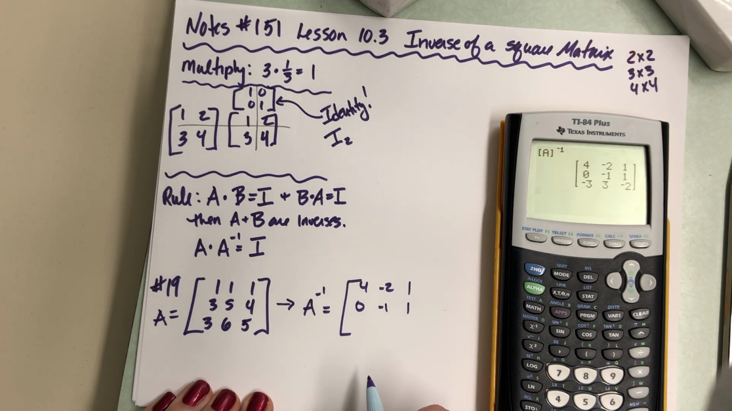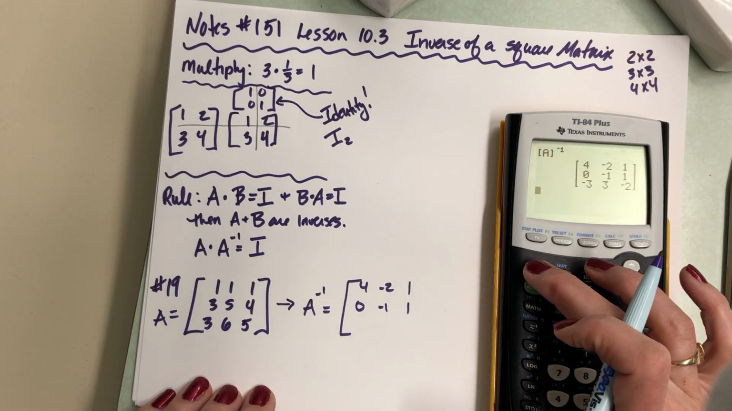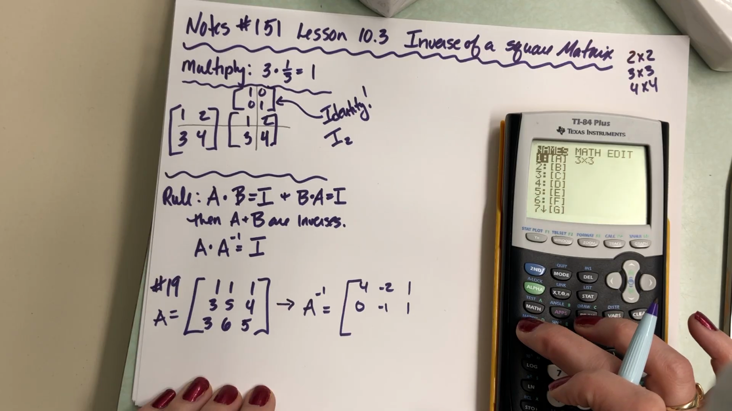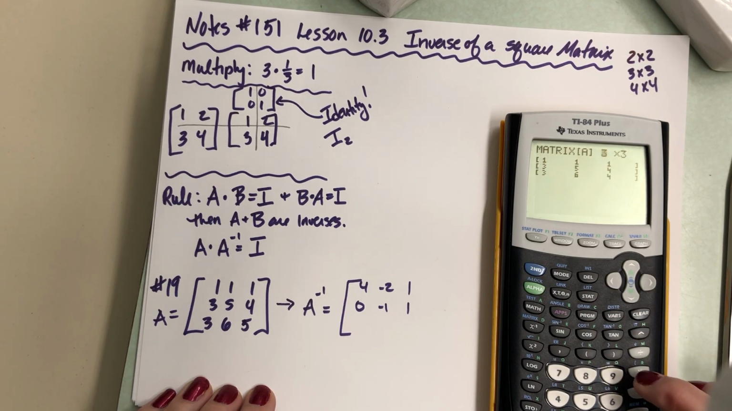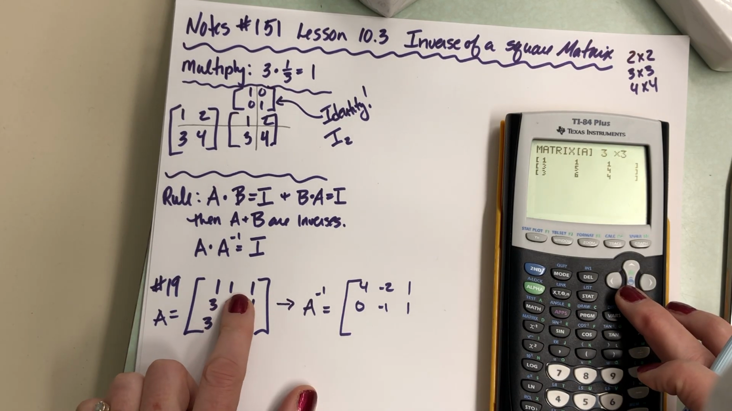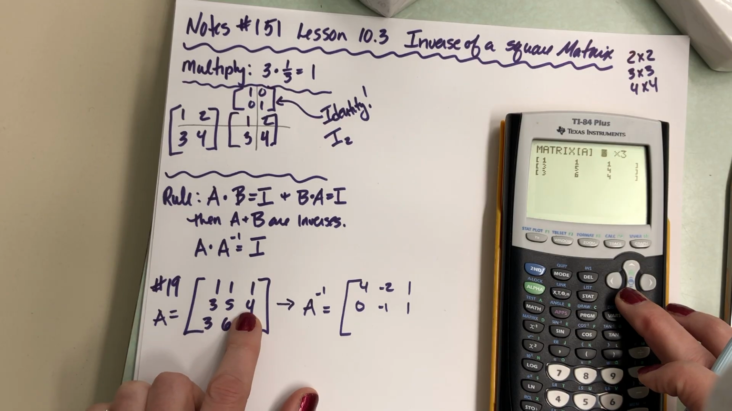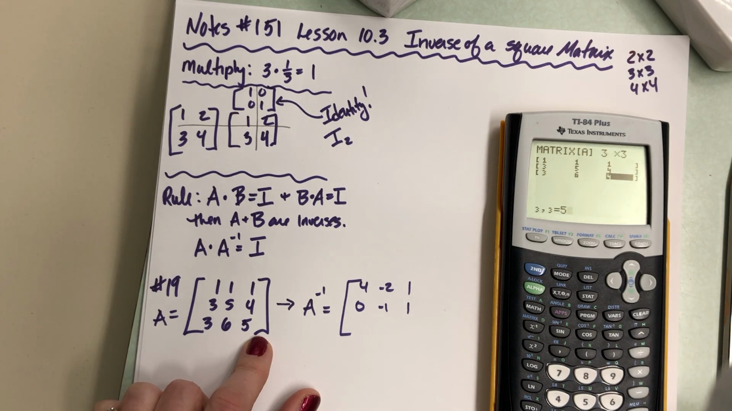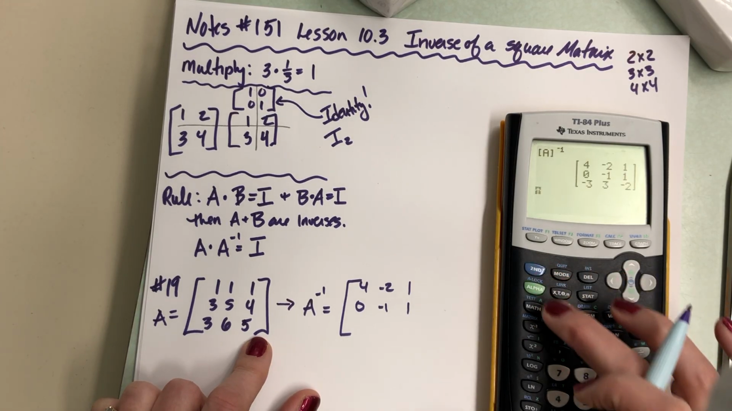This is totally the wrong answer. What did I do wrong? Hold on. Doing this in one take, kids. Edit. 3 by 3. 1, 1, 1, 3, 5, 4, 3, 6. See how easy it is to make a mistake? Goodness gracious. Enter. Quit. Try that again.